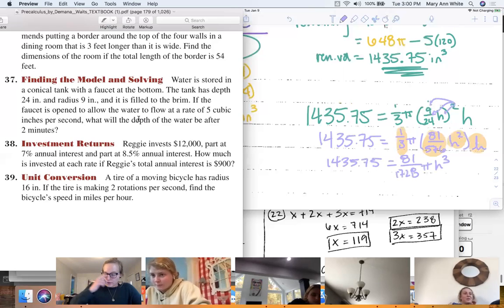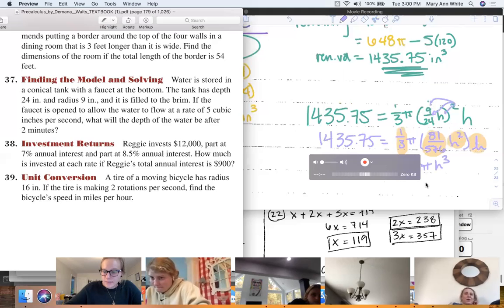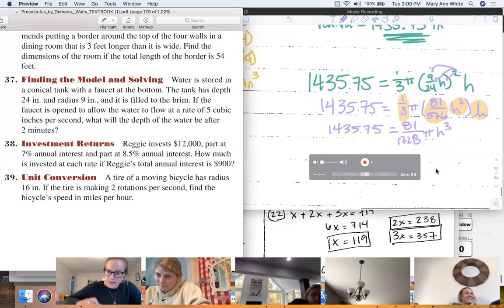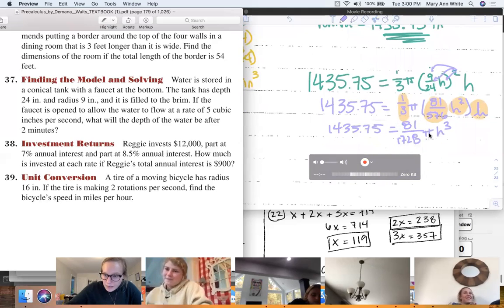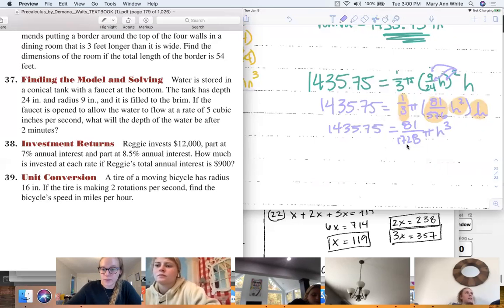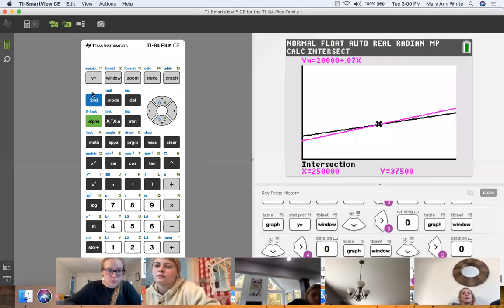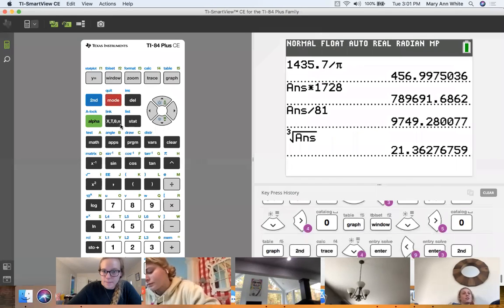I'm going to jump over to my calculator to simplify this last bit. I'm going to divide by pi and then multiply by the reciprocal. You can also make 81/1728 a big fraction. That's fine with me. And then we're going to cube root. Now, sometimes we forget how to cube root, so that's why I'm doing this in the calculator.